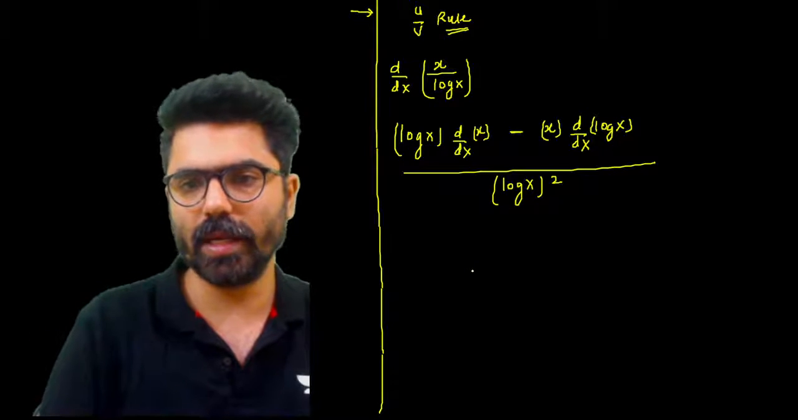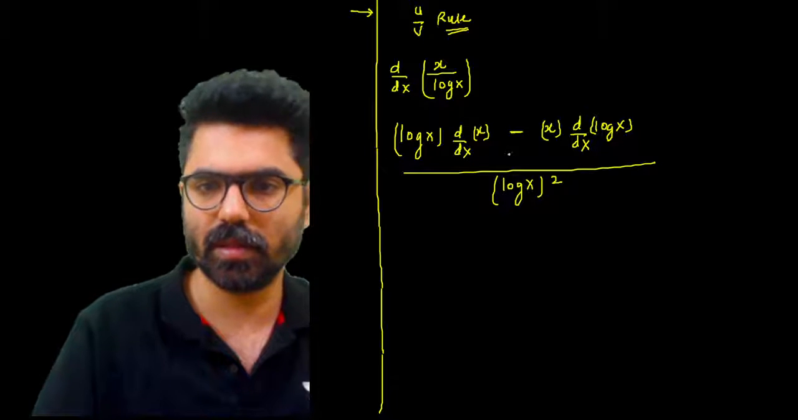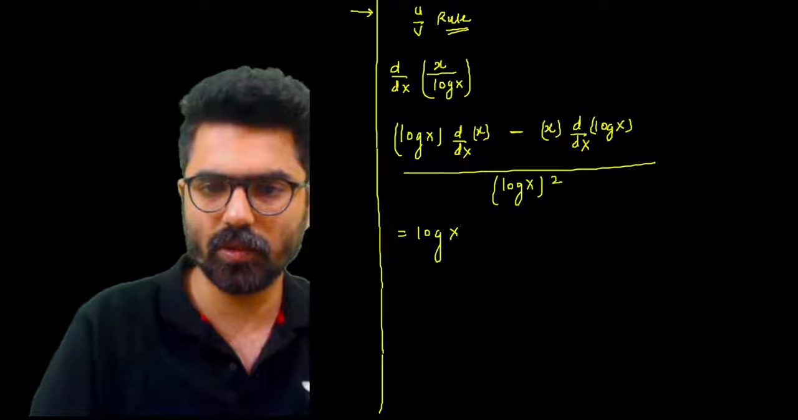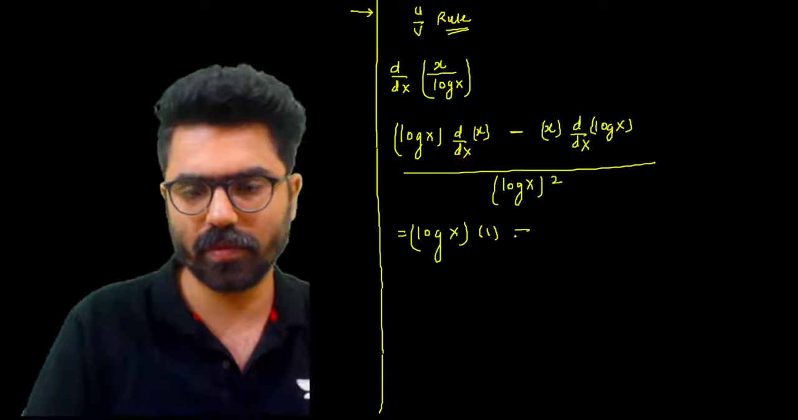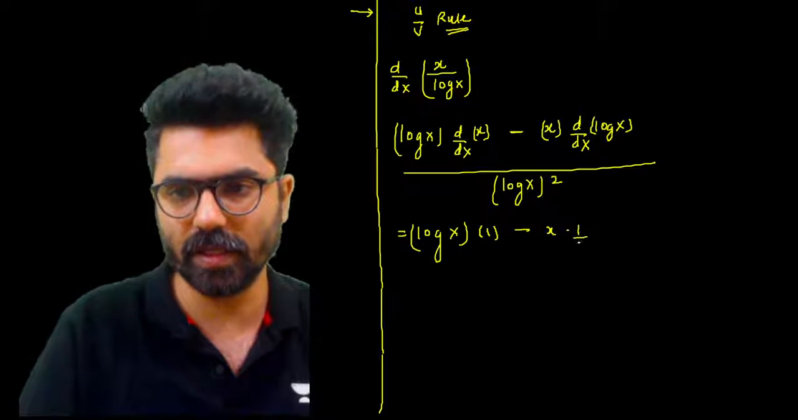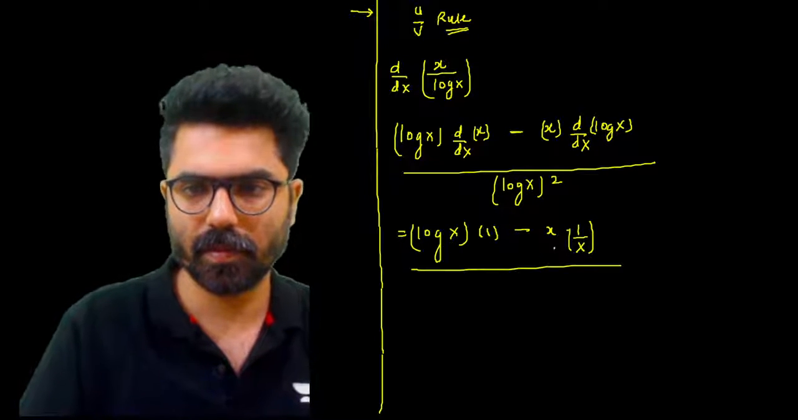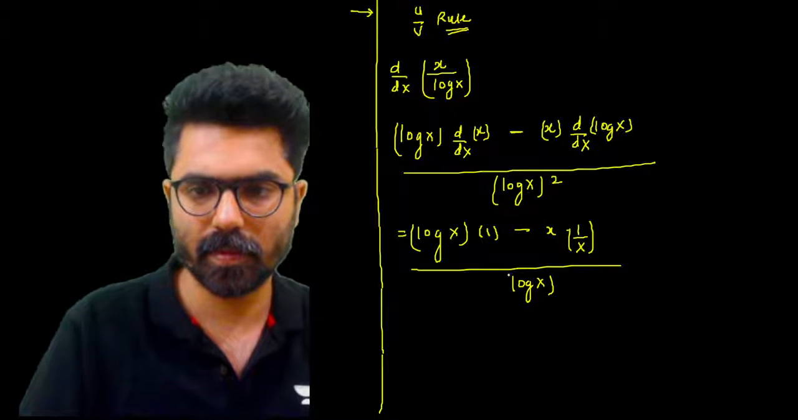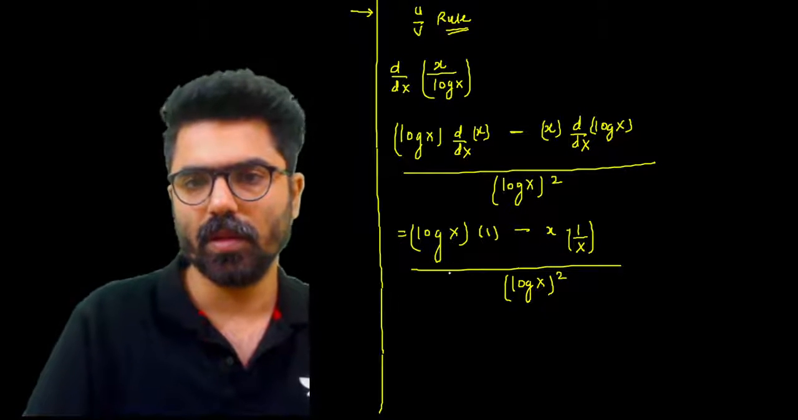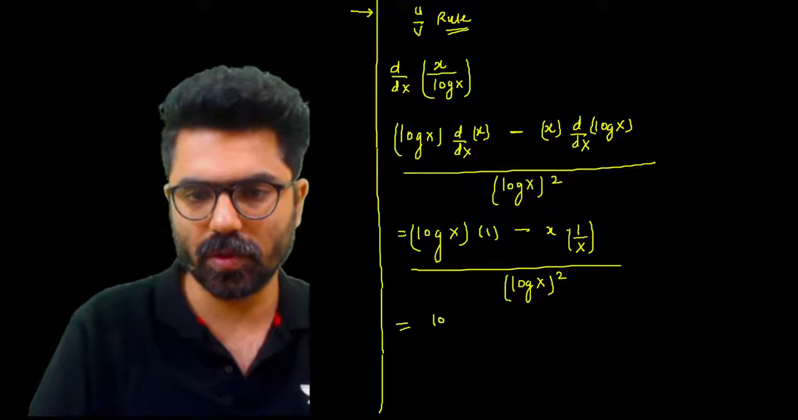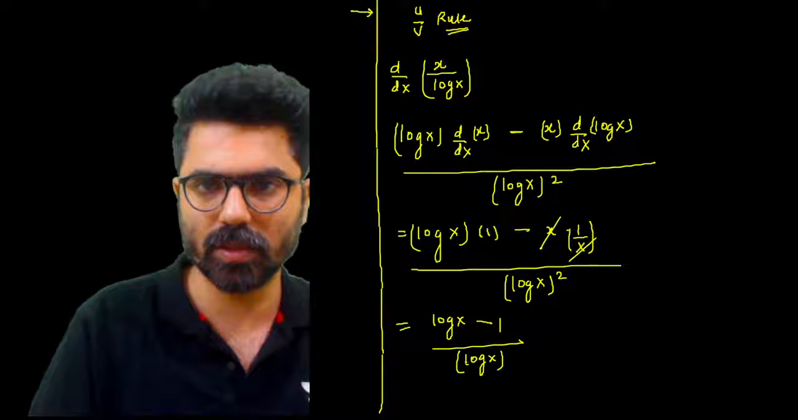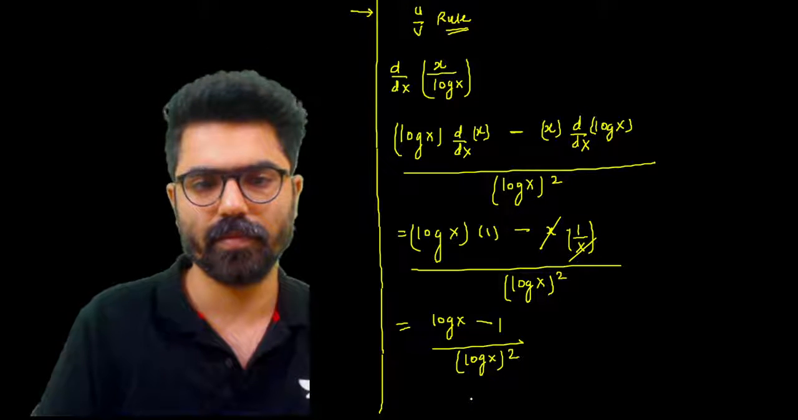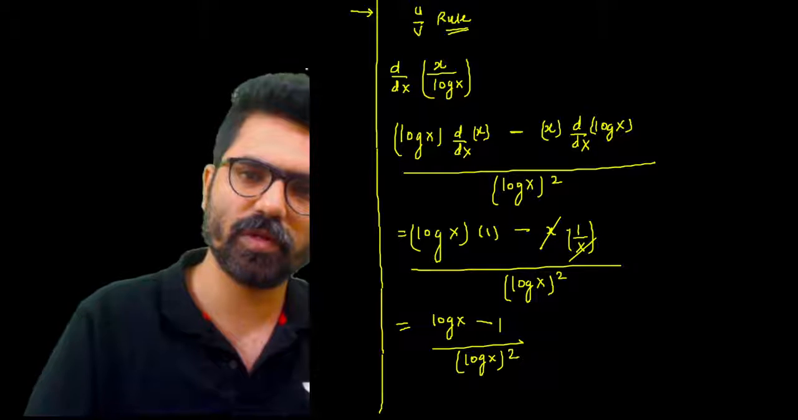Okay, log x into dy by dx and all. This is just a basic rule. Initially this might be difficult for you, but later on it slowly will be very easy. Okay, this is the first question that we have done with the U by V rule. So log x minus this one, x gets cancelled, so 1 is left, and log x the whole square.